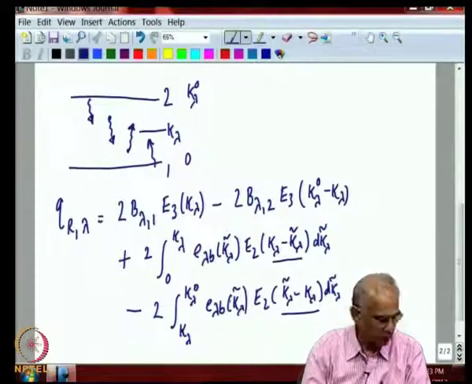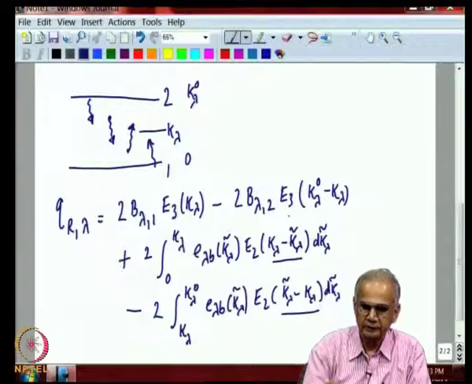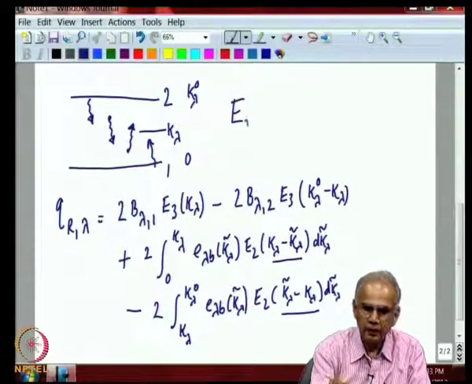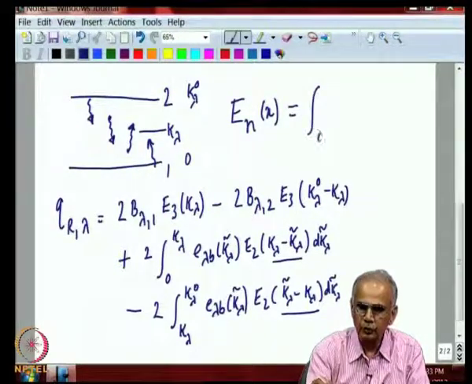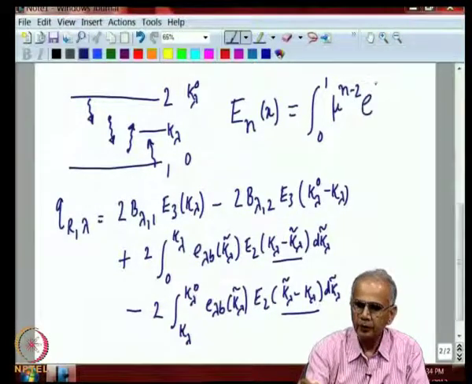In this expression, there are two terms called the exponential integral functions, and the general definition is E n of x is equal to integral 0 to 1 mu to the power of n minus 2 e to the power of minus x by mu d mu.